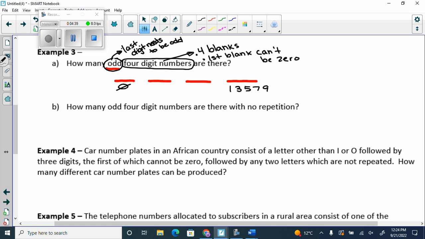Now, the reason why we can use the fundamental counting principle is we're picking one number to go in each blank, correct? And I need every single blank to make the 4-digit number. So I need this blank, and this blank, and this blank, and this blank. And remember when I said when I use the word and, I multiply?